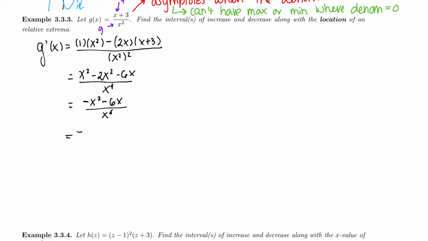You can factor a negative x out on top. So you'd have negative x times x plus 6, all over x to the 4th. And if you wanted to at this point, you could cancel one of these x's out, so that you have negative x plus 6 all over x cubed. So our important values here are negative 6 and 0.